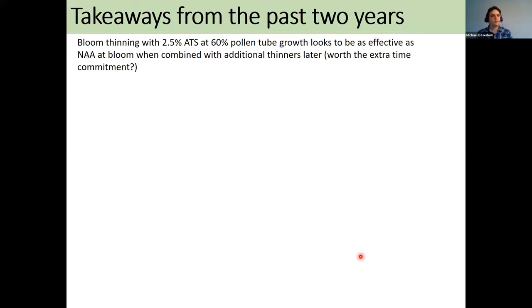So the takeaways from the past 2 years, generally I would say bloom thinning at a 2.5% concentration timed at 60% pollen tube growth model looks to be as effective as NAA at bloom when we combine them with additional thinners later in a combined thinning program. But I do want to point out, think about if it's worth the extra time commitment. And it certainly may be if you are able to get better return bloom. We didn't see it in our first year, but we are hoping to see some differences there. But it certainly does take a bit more time investment to go out, measure the styles, count the blooms opening on your tree. So something to keep in mind if you're going to be doing this.